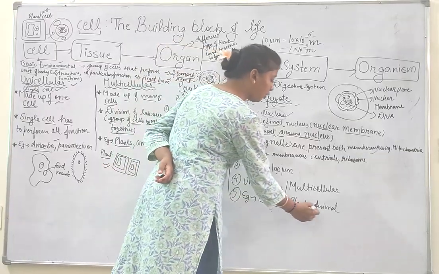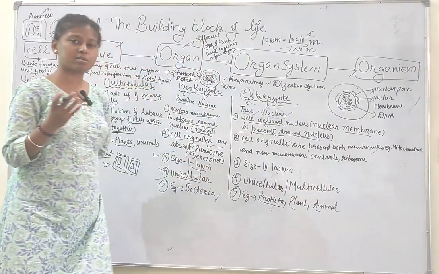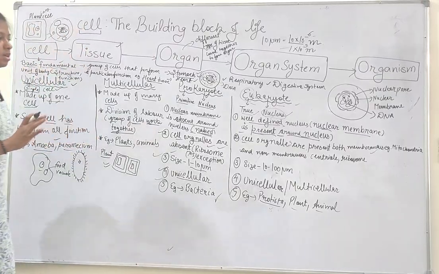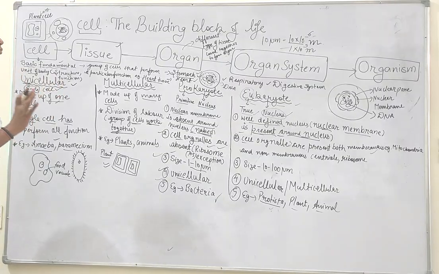After that, plants and animals. So these are the examples of the eukaryotic cells. So this is the basic fundamental unit of life, and it includes various types of organisms.